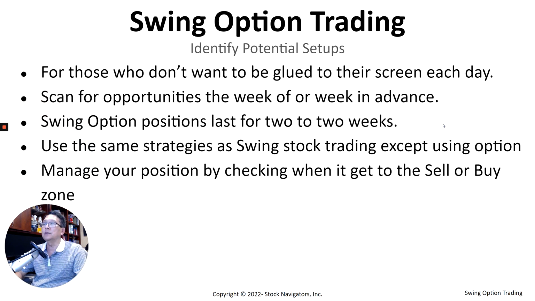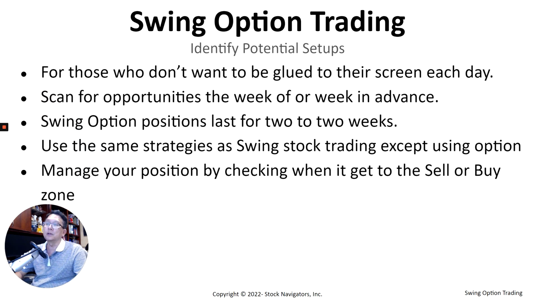So now, how to identify the potential setup. For those of you who don't want to glue to the screen each day, you usually have to scan for opportunities a week or so in advance, so that you know which targets pulled back and are ready to turn around, or which targets already hit the top and are going to come down. The swing option trade will last for two weeks, so you have to see where you're supposed to enter, where your target is, and where your profit potential is.